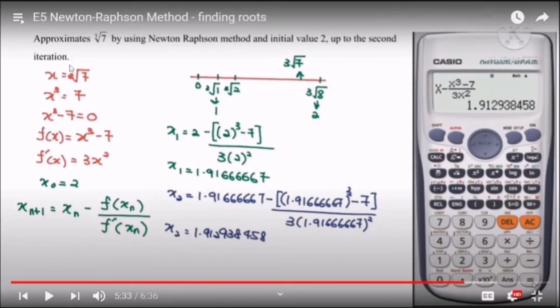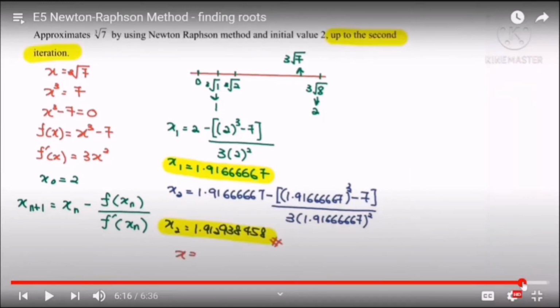Maksudnya, dia suruh you, bila sampai 2 je, berhenti. Faham? Example yang sebelum ini, dia tak bagi tahu bila nak berhenti. So, you kena tengok sampai repeated, baru berhenti. So, kalau untuk case ini, sampai sini sahaja berhenti. Okay, berhenti. So, di sini, ada tak dia pesan, nak berapa signifikan ke, berapa decimal? Dia tak bagi tahu. So, kalau dia tak bagi tahu, kita kena smart lah. Iaitu, 3 significant figure. Berhenti.